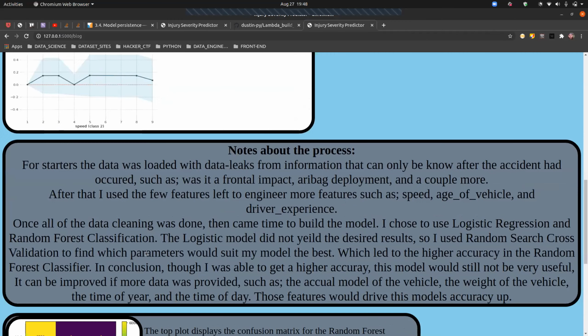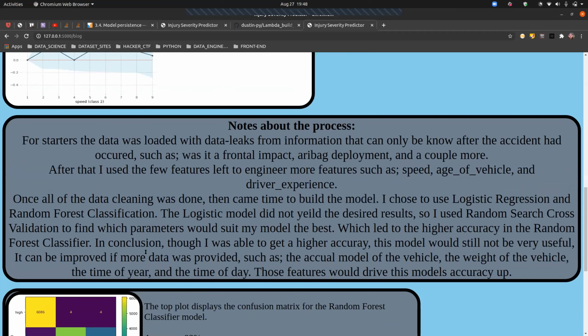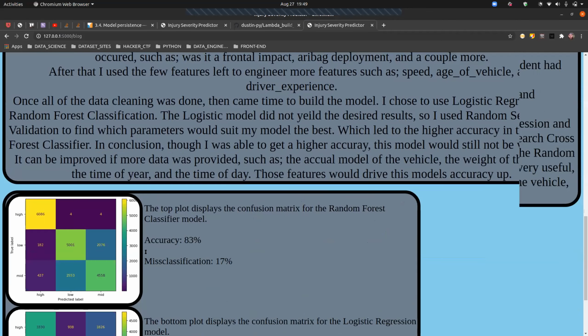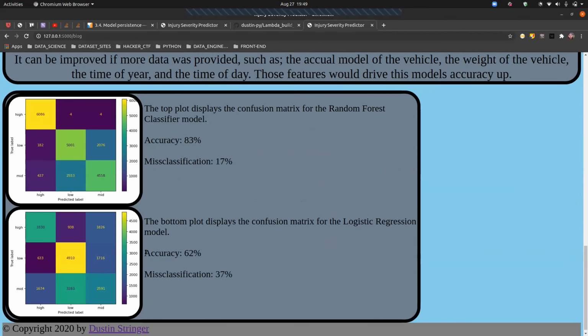And here are just some notes about the process. The data was loaded with data leaks. I had to get rid of about 5 features in order to get rid of all future outcomes in my data. And down here, I have 2 confusion matrices. The top one is the random forest classifier model and its accuracy score. And the bottom one is the logistic regression model, which was way worse.